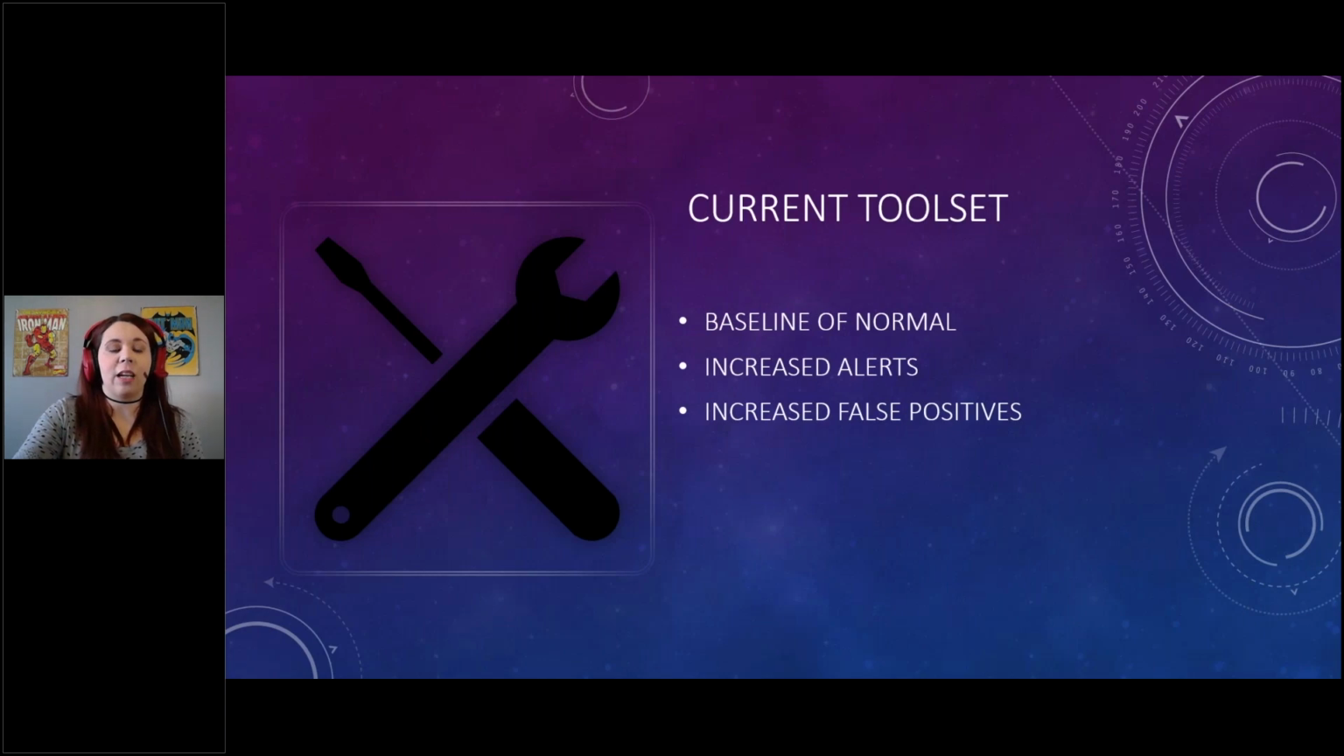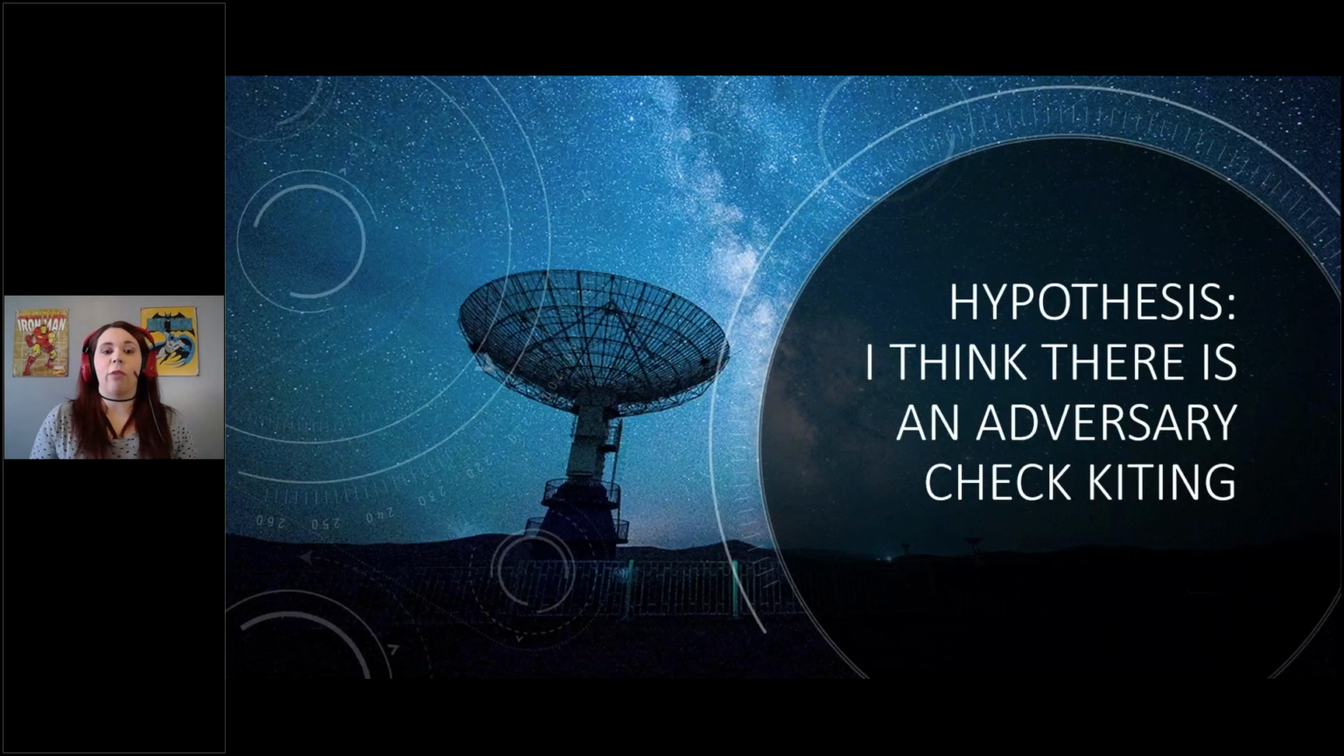So we decided to focus on just one single financial crime that we're very familiar with, that happened very often, that we thought would probably be the most easy to identify. So we created a hypothesis to drive our hunt, and the hypothesis was we think there's someone check kiting or multiple people check kiting in our environment.